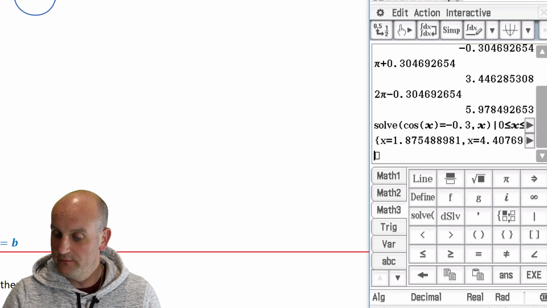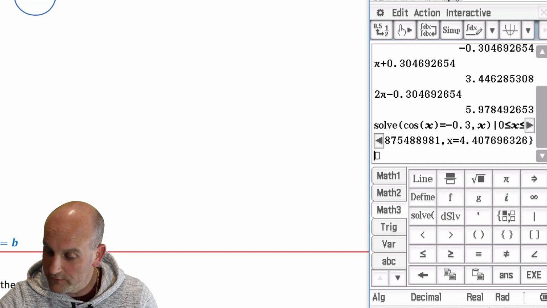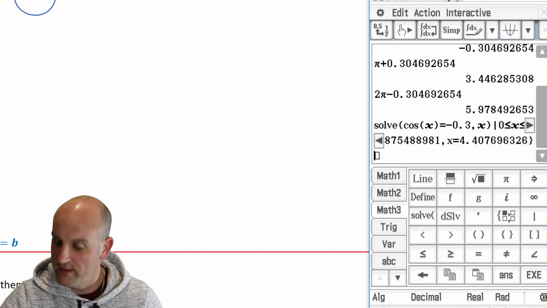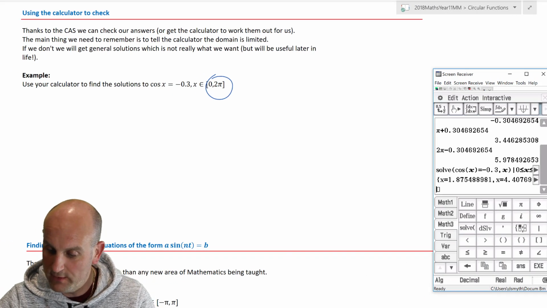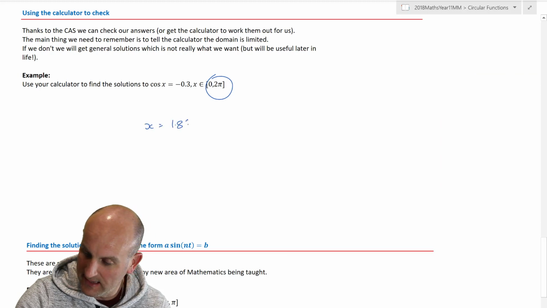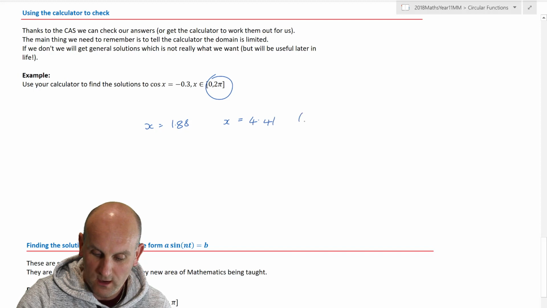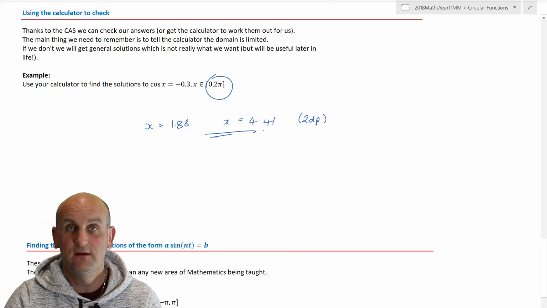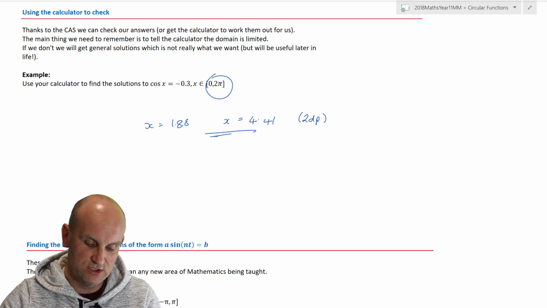I hit enter, and lo and behold, after a couple of seconds, up comes 1.875 and 4.4. And those are my two values. There are no other values. I mean, if I try and go across to my calculator, no, it's giving me those two values, which is what I was expecting. And I would write that down as it was. So x is equal to 1.88, and the other value would be x is equal to 4.41, both to two decimal places. Now, your calculator is great, and if you're on a non-calculator paper, sorry, can't do that. If you're on a calculator paper, my advice is use it to check.